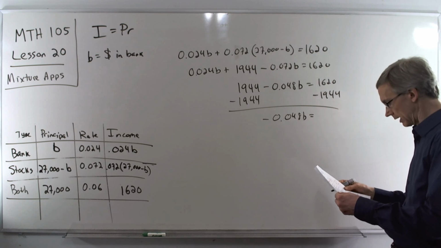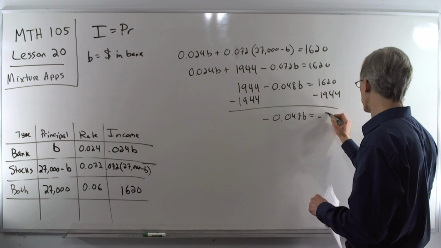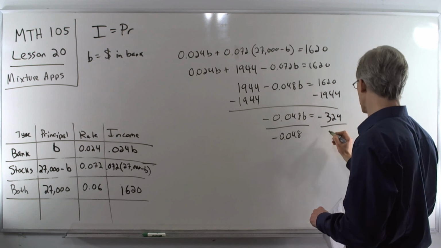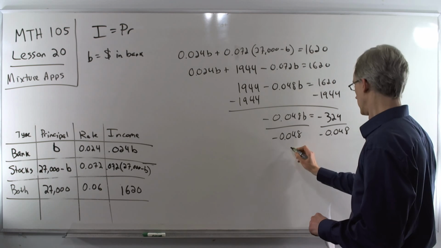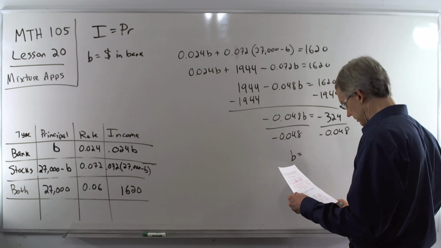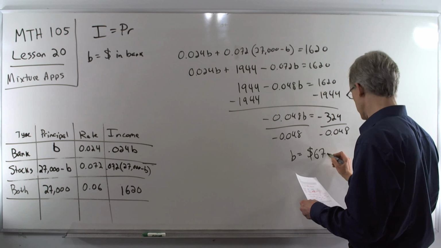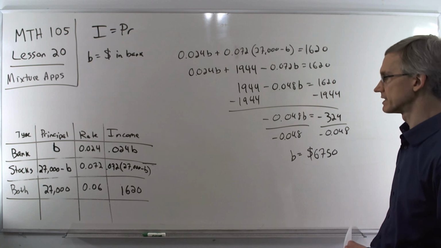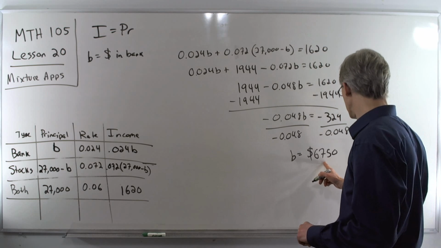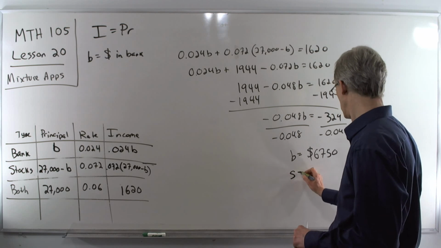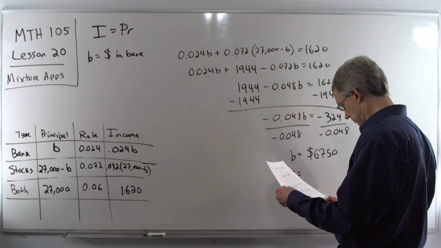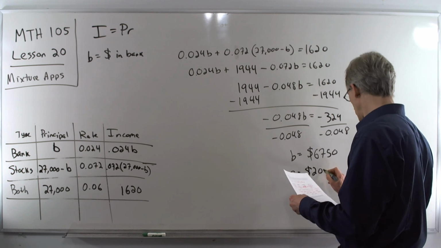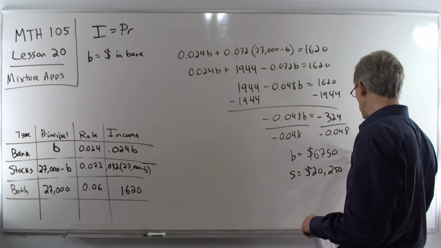Negative 0.048B equals negative 324, divided by negative 0.048 on each side, and we get B equals $6,750. So we'll take the total amount, $27,000, subtract $6,750, and for the stocks we get $20,250.